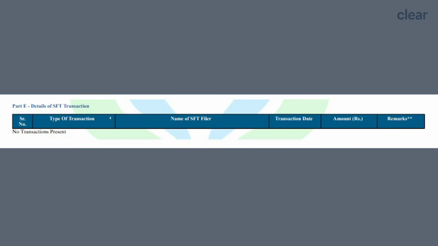Banks and other financial institutions must report high-value transactions to the tax authorities. If any such high-value transactions of the taxpayer are reported to the income tax authorities, it will reflect in Part E of Form 26AS. Mutual fund purchases of high value, property purchases, high-value corporate bonds are all reported here.